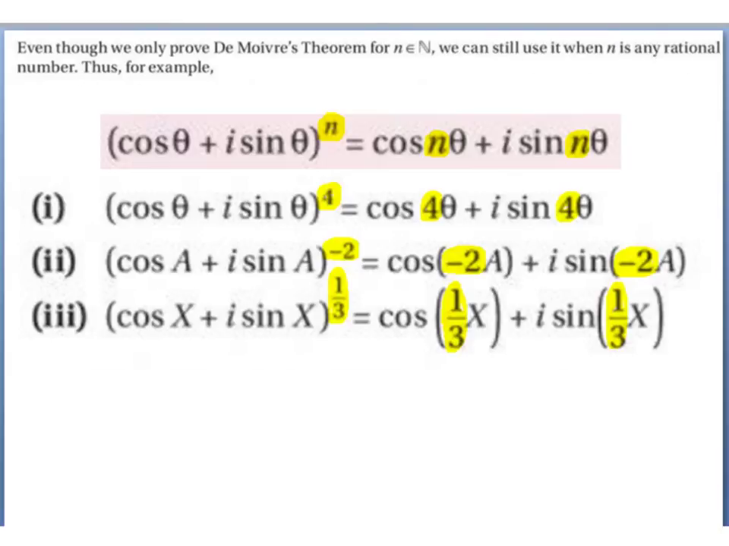Thus, for example, (cos θ + i sin θ)^n is equal to cos nθ + i sin nθ. So example 1, (cos θ + i sin θ)^4 gives us cos 4θ + i sin 4θ. Example 2, (cos A + i sin A)^-2 equals cos(-2A) + i sin(-2A). And example 3, (cos x + i sin x)^(1/3) equals cos(x/3) + i sin(x/3).